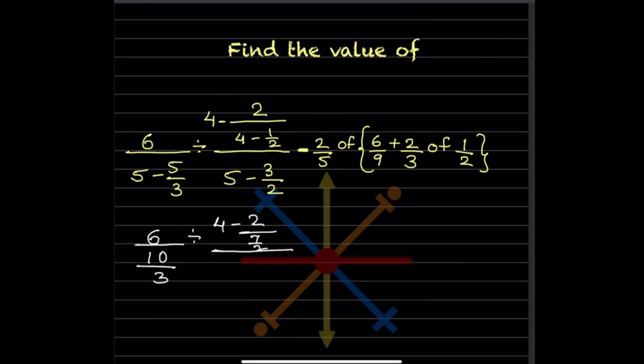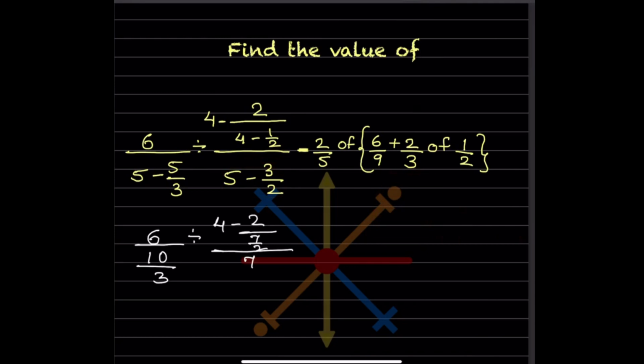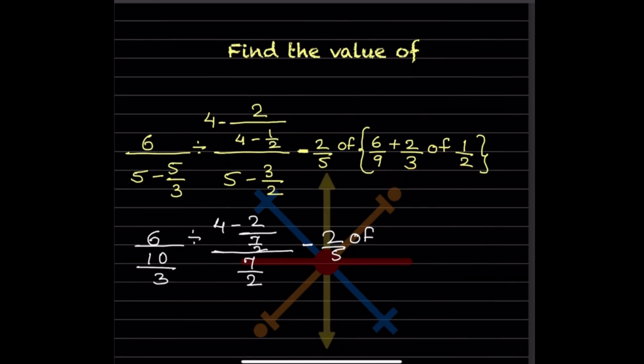And again now look at here, 5 minus 3 by 2. So we'll take the LCM of this one. So this is going to be 10 minus 3, that is going to be 7 by 2. So we'll write here divided by 7 by 2. So now here minus 2 by 5 of. Now let us solve this first from the bracket one. And then we will see what is here on the left hand side.